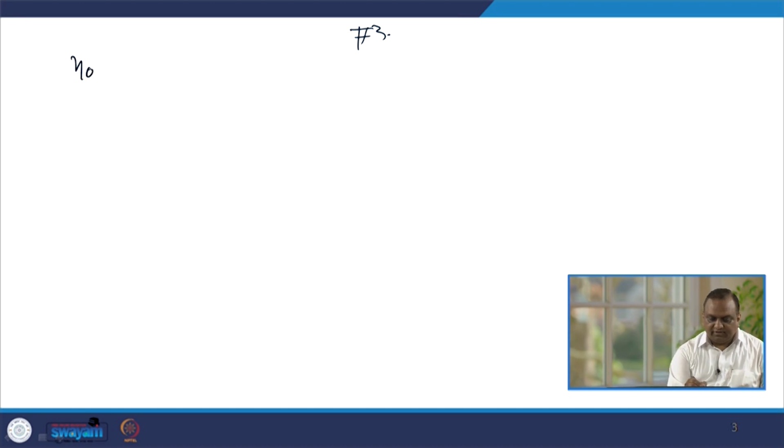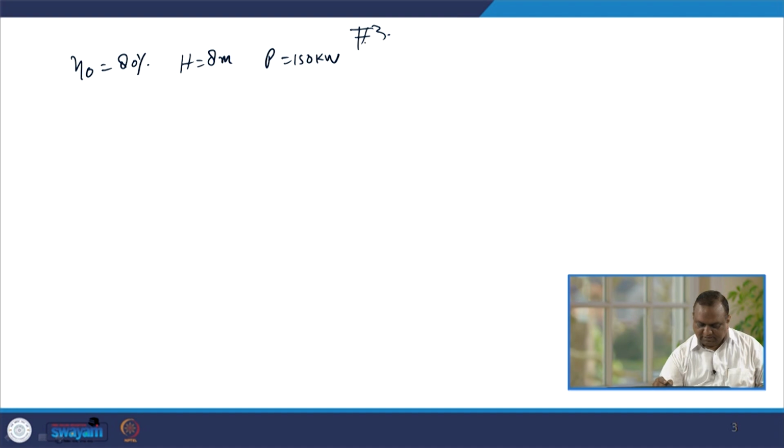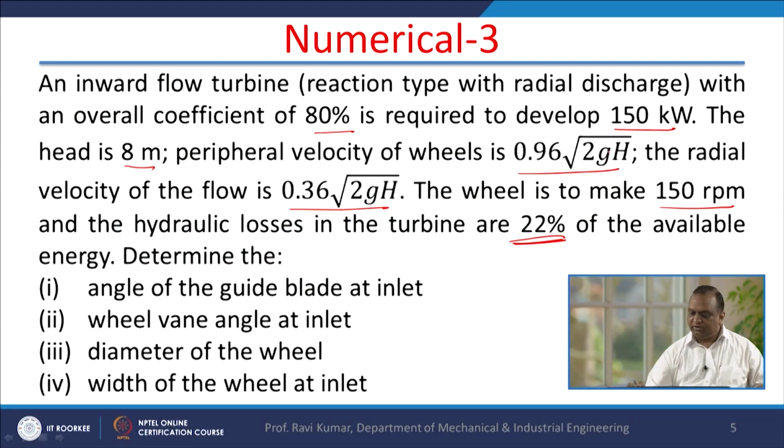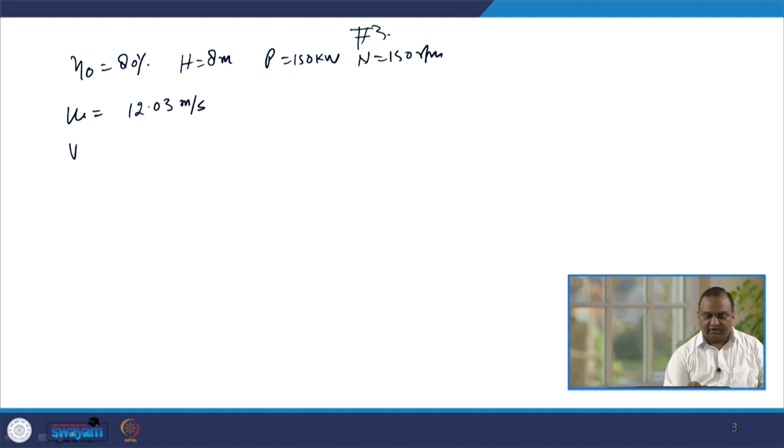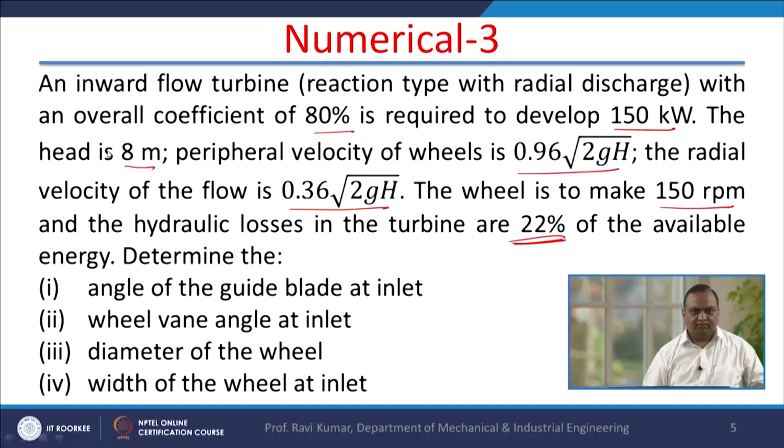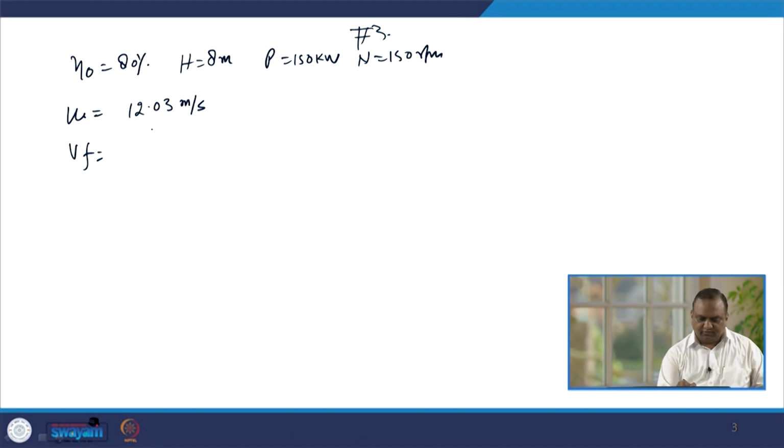So, for this numerical number 3, overall efficiency is given 80%, H is given 8 meter, power 150 kilowatt, and N is 150 rpm. First of all we will calculate u using this formula, because H is known to us. When H is known, that will give the velocity u as 12.03 meters per second. Then we will calculate Vf, velocity of flow. For velocity of flow, the formula is given, so velocity of flow is 4.51 meters per second.